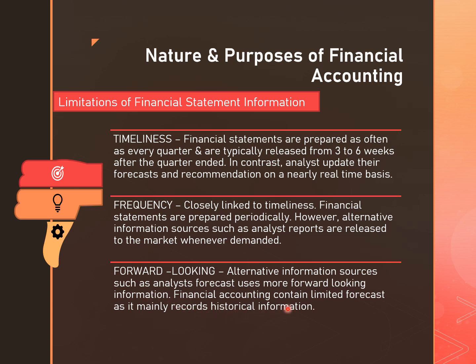Next is forward-looking. Alternative information sources such as analyst forecasts use more forward-looking information. Financial accounting contains limited forecasts as it mainly records based on historical information. So, as you all know, financial accounting is more on past records, right? We record what has already happened. So, our information is not forward-looking as compared to the analyst reports.